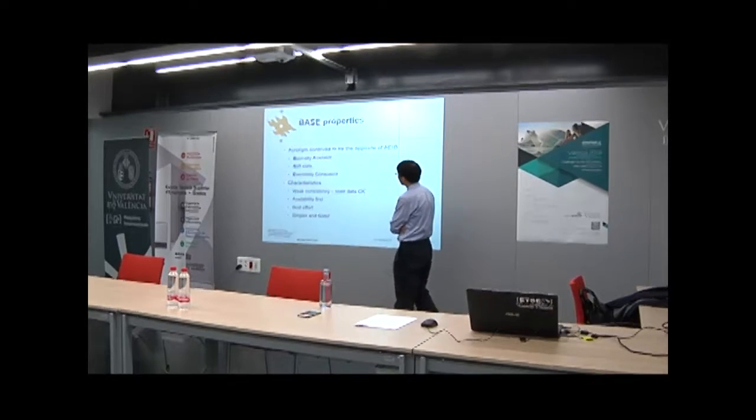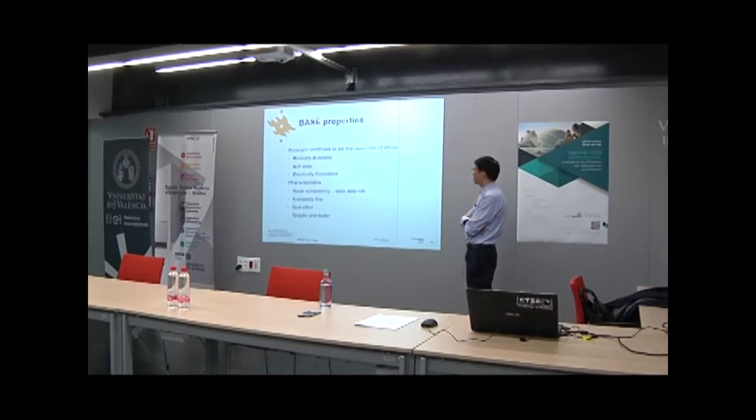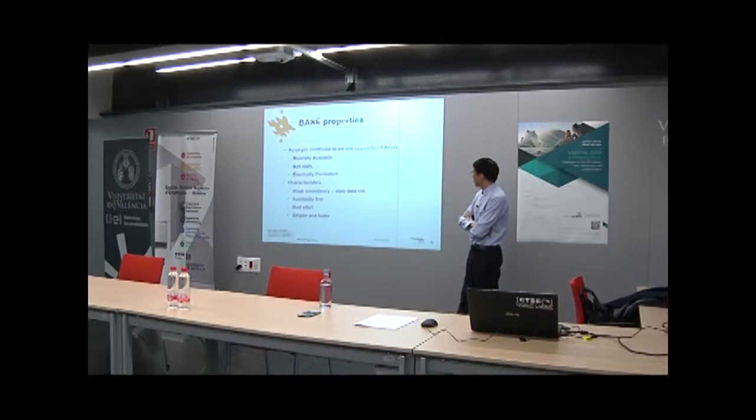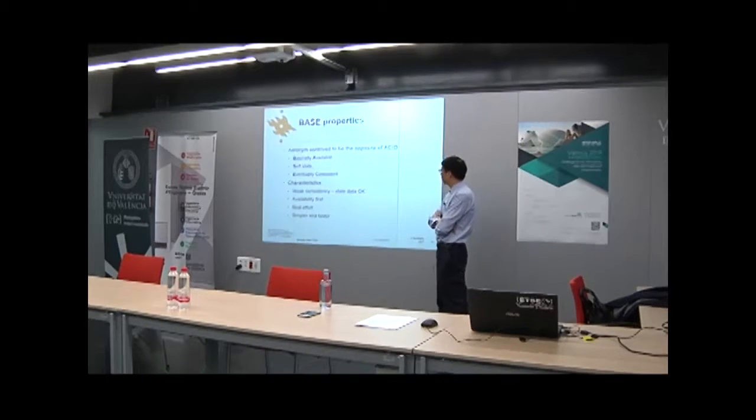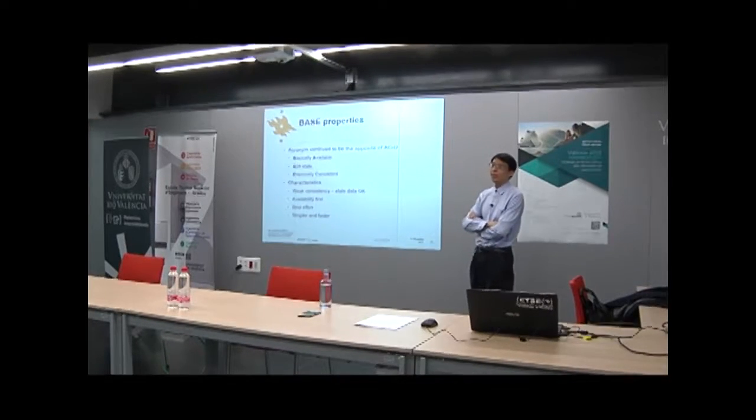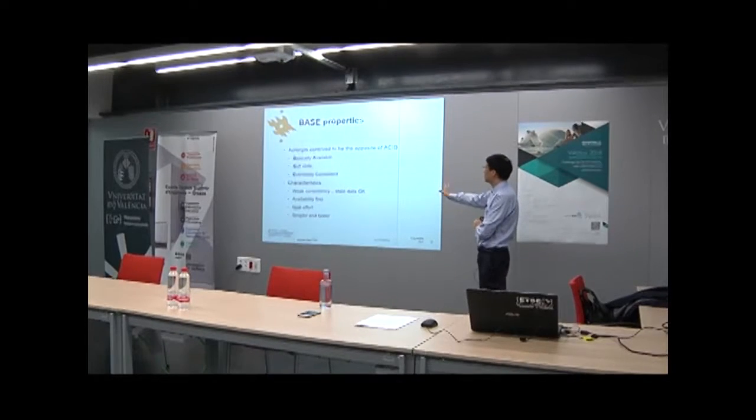Then the BASE property has some features. This is a weak consistency. Stale data is okay for some period of time. So this is not strong, it is a weak consistency. And this is availability first, with best effort to maintain consistency. This will be simpler and faster for NoSQL databases with BASE properties. So this is the weak consistency for NoSQL databases, which is different from the ACID property.